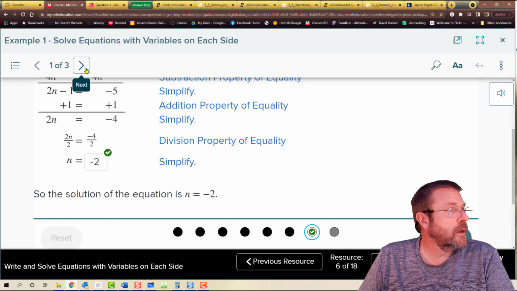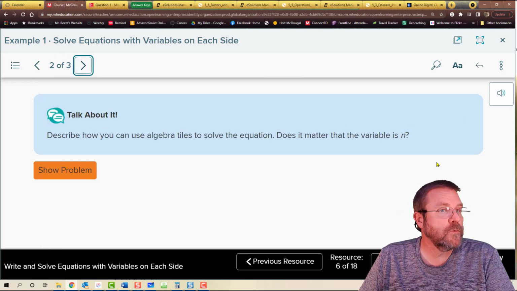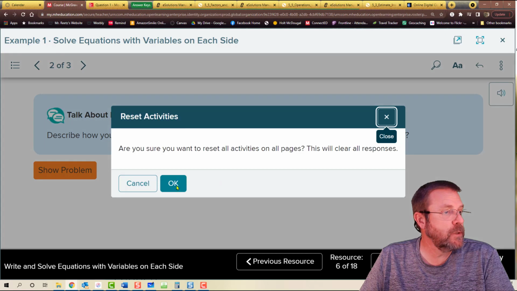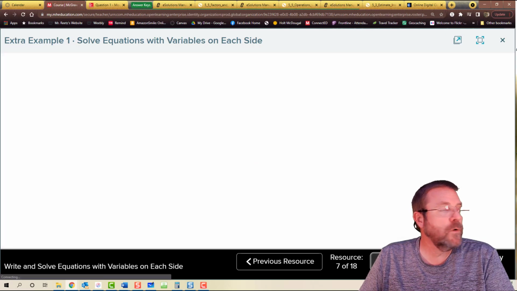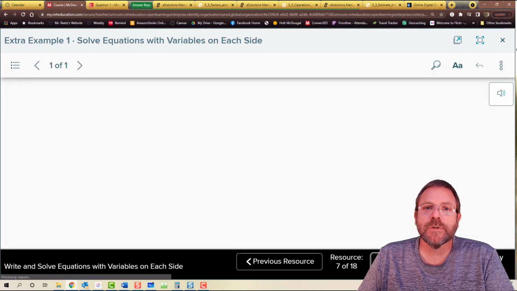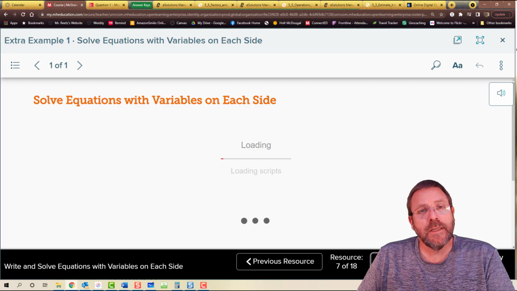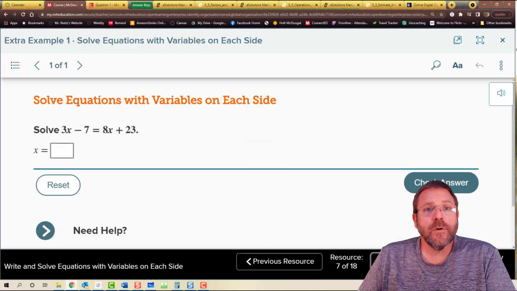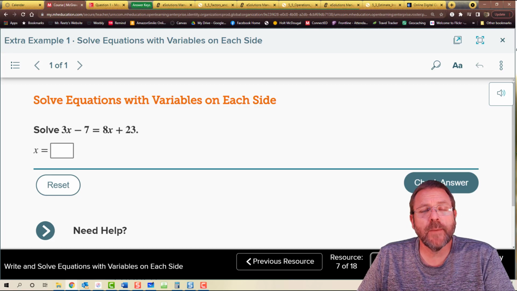Now you're going to get an opportunity to, we're going to skip that one over, don't care about algebra tiles, solve one of these on your own in working extra example 1. Once again, you don't have to keep that variable number positive in your first step, but I would encourage you to do that because you're less likely to make mistakes that way.